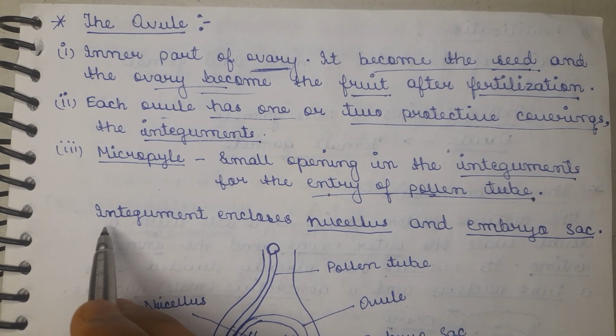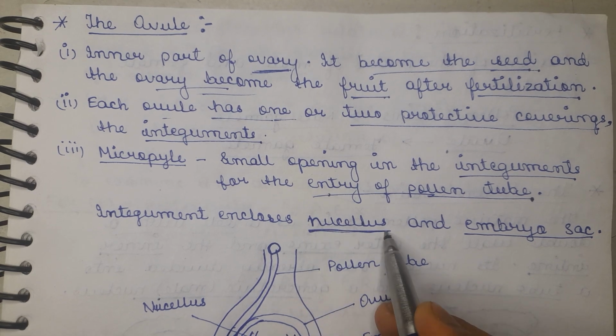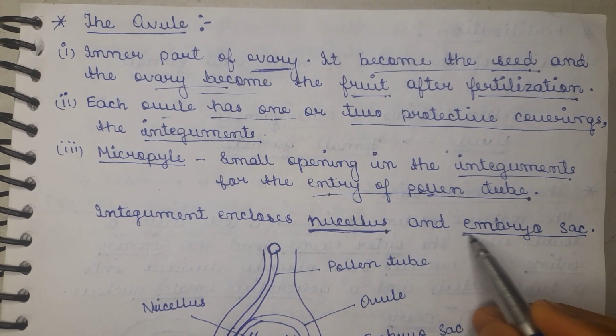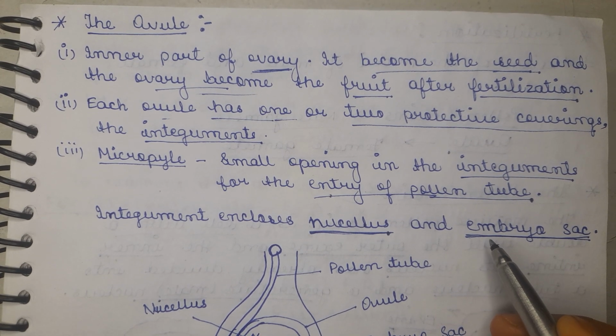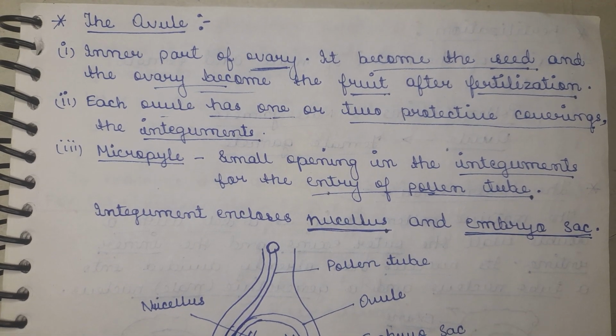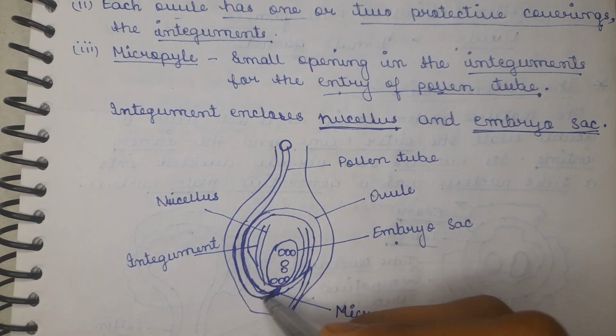Now the integuments enclose the nucellus. This is basically the nucellus, which contains the food for the embryo sac. And the embryo sac is a structure that contains the egg cell, antipodal cells and a central cell. Now if you look at the diagram of this ovule, here it is a round-like structure.